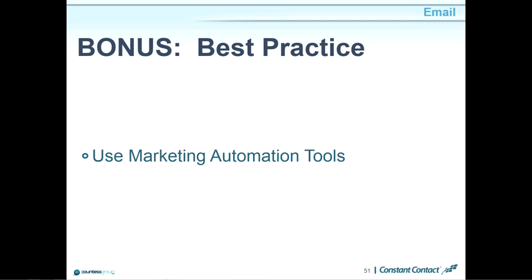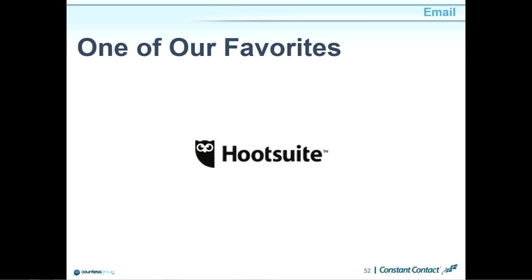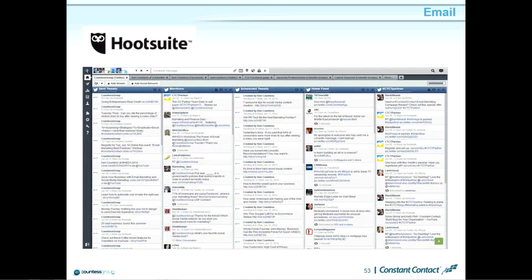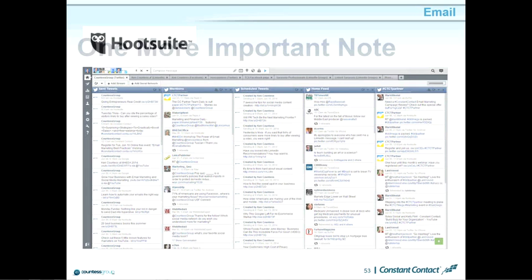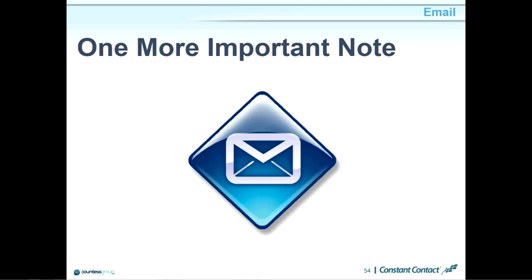Here's a bonus. Here's one best practice, and that's to use marketing automation tools. One of our favorites is Hootsuite. What Hootsuite allows you to do is schedule up to a year's worth of posts in advance on as many as 50 different social media channels simultaneously. You can post up to 5 channels in advance with the free version of Hootsuite, and the pro version that I use only costs $9.99 a month.